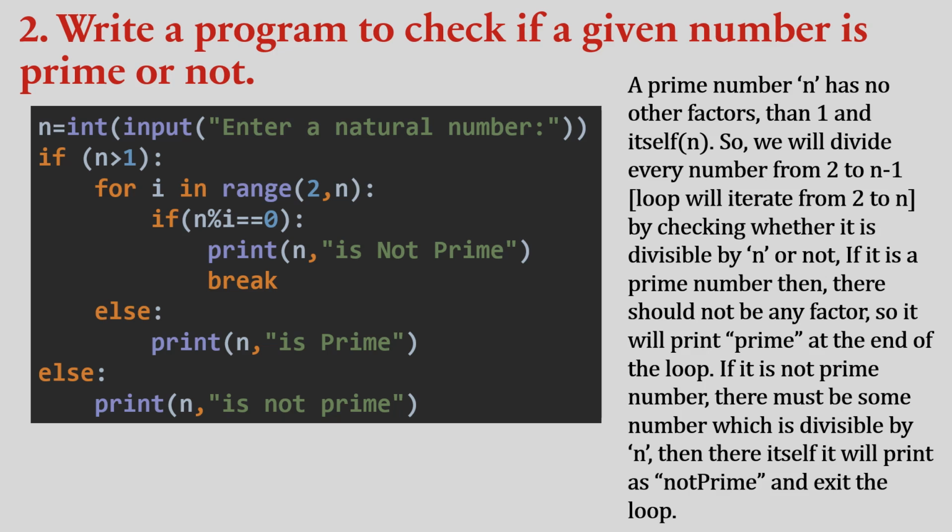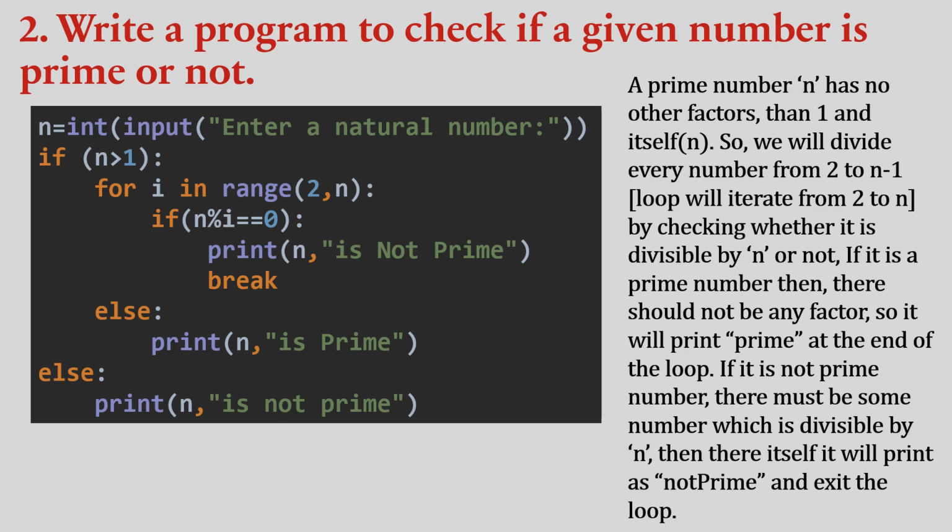Otherwise, if it checks all the numbers from 2 to n minus 1 and does not find any number which is divisible by n, then it will come out of the for loop. At the end of the loop, we have given an else statement. This else refers to the for loop, and it will be executed once the for loop completes its execution. So it will print that n is a prime number. That means it has not found any number in the range 2 to n which is divisible by n.